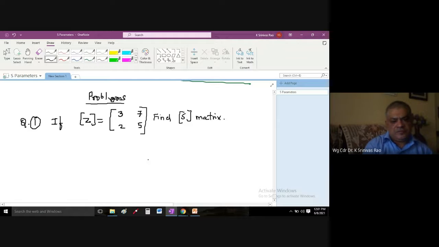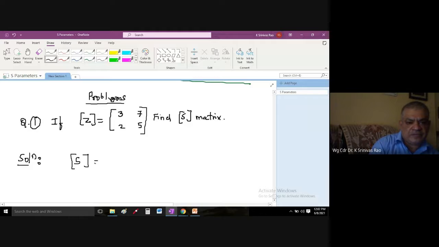Now, if it would have been Z and Y parameters, then we could have easily calculated by taking the inverse of Z. But here, S parameter is not the inverse of Z, because the Z parameters are impedance parameters, Y parameters are the admittance parameters, and S parameters are the scattering parameters. So scattering parameters are different from Z and Y parameters. Therefore, here we'll use one formula. This is the best formula I could get you, a very easy formula.